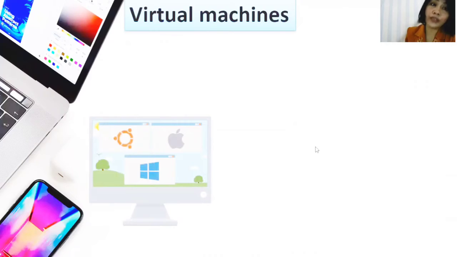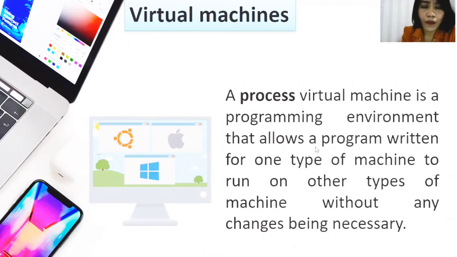Okay, now we're talking about virtual machines. What is a virtual machine? A virtual machine is a programming environment that allows a program written for one type of machine to run on other types of machine without any change being necessary. So, for example, the Java virtual machine allows the Java bytecode produced on a Microsoft Windows OS to run on the Unix OS without any change.